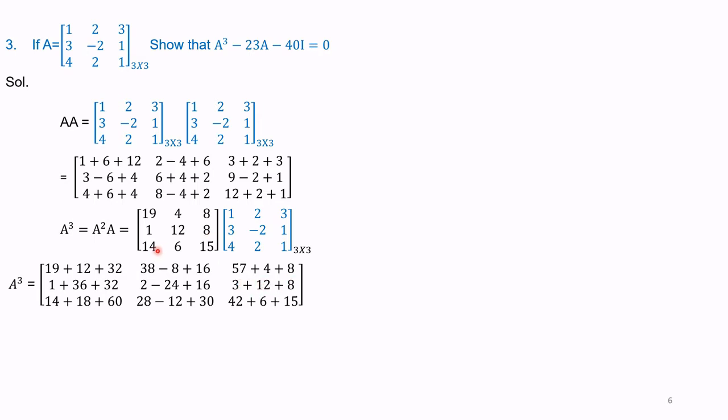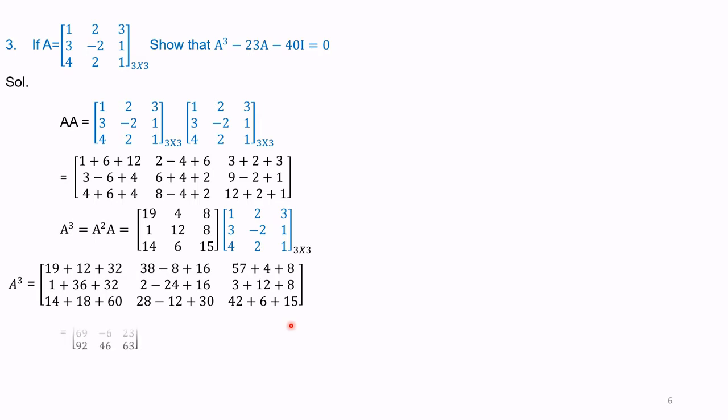Then again third row, first column, that is 14 plus 18 plus 60. It is given here. Then third row, second column, 14 into 2, 28, minus of 2 into 6 is minus 12, 15 into 2 is 30. Then again third row, third column, 14 into 3, 42, 6 into 1 is 6, 15 into 1 is 15. So we have completed multiplication of matrices to get A cube.